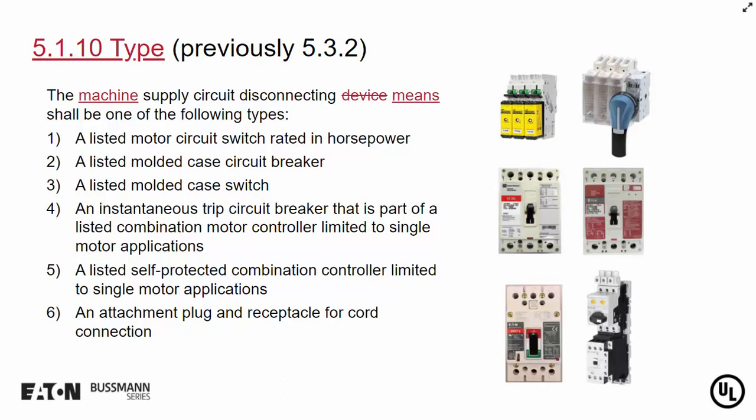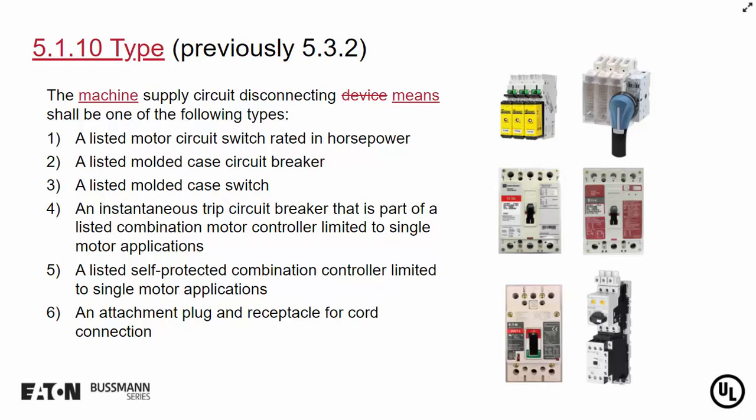So as you can see here, we didn't make a lot of revisions. And again, 5.1.10 covers the type of machine supply service disconnect that was previously covered in 5.3.2. The revisions made to this, basically we just added the machine in one place for consistency, and we revised device. Although we're talking about devices that can serve as the machine supply circuit disconnect, the terminology we should use is the machine supply circuit disconnecting means from a consistency standpoint, okay?